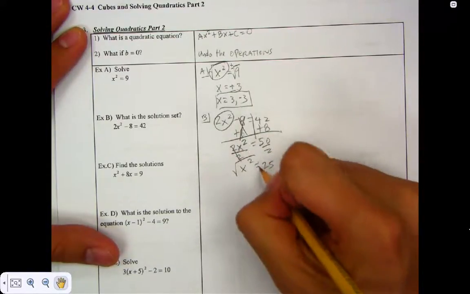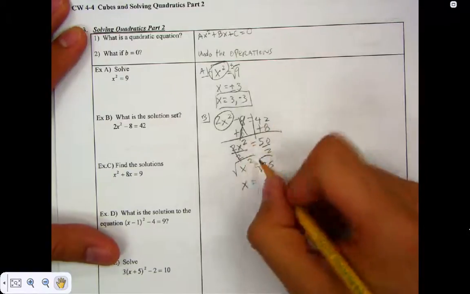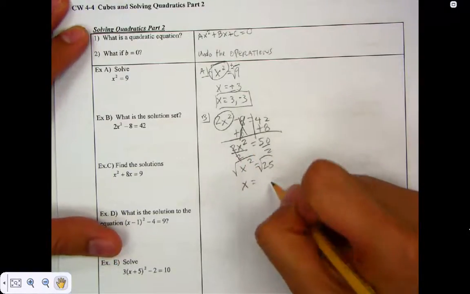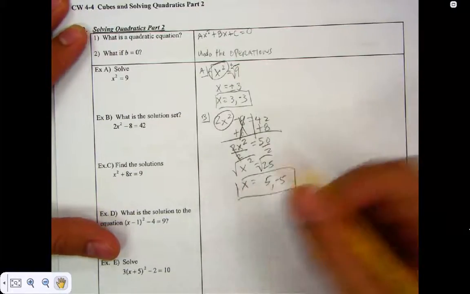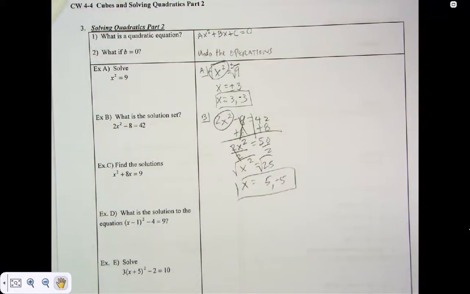Take the square root on both sides to get rid of the square. Square root of 25 is 5 and negative 5, because plus or minus 5.